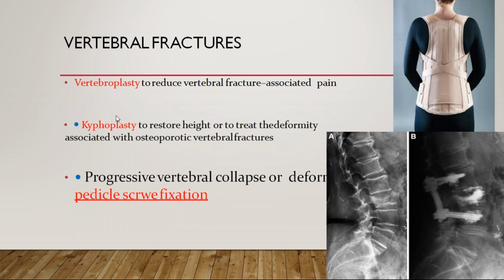In kyphoplasty, what will happen? They will inject the bone cement till the bone regains its original position. If the vertebra height has decreased by 40%, you inject the bone cement to restore the vertebral height till 100% is achieved. That is kyphoplasty. Kyphoplasty means to restore the height of the vertebra, and vertebroplasty means to prevent further damage of the vertebra. So in vertebral fracture we will do these things: vertebroplasty, kyphoplasty, or pedicle screw fixation.